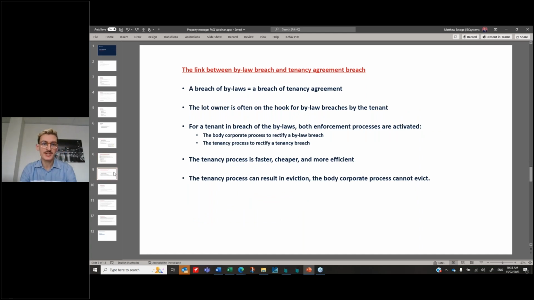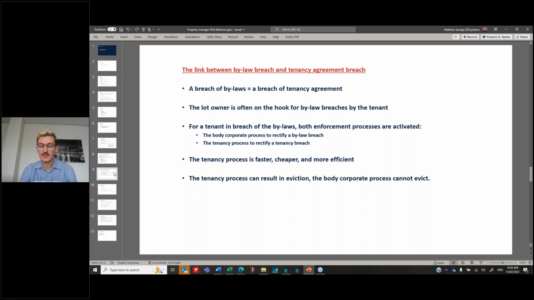So here we go. Breach of the bylaws equals a breach of the tenancy agreement. If a tenant breaches bylaws, they are both breaching the bylaw and they're also breaching the tenancy agreement. Importantly, under the body corporate law, the lot owner is often on the hook for damages or consequences as a result of breaches by the tenant.